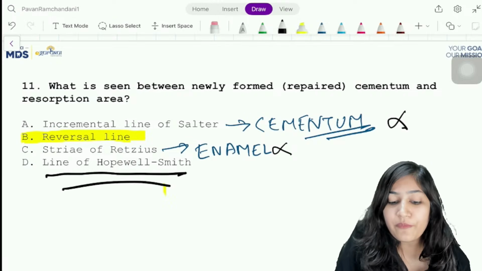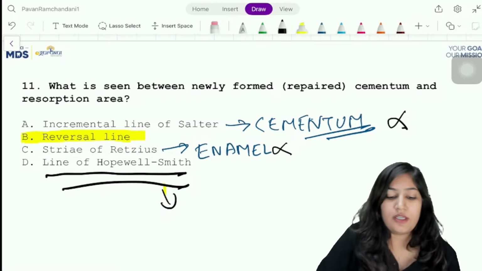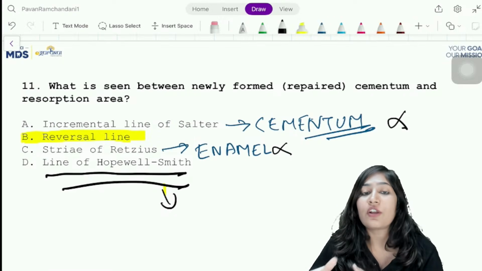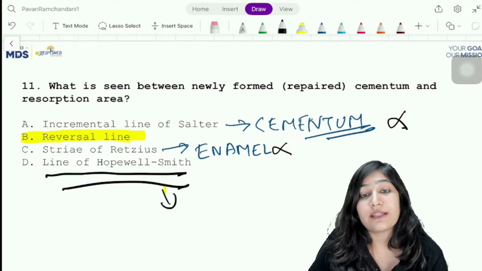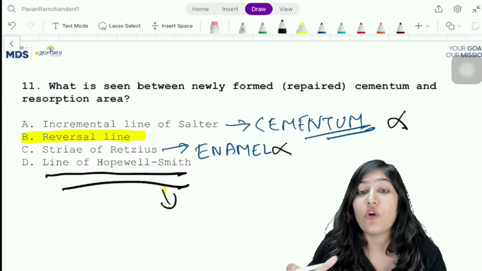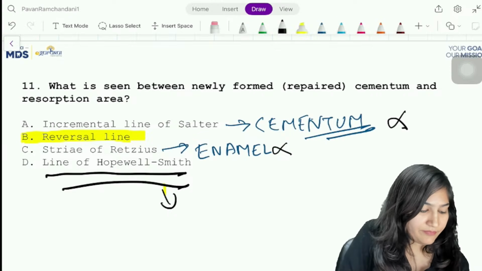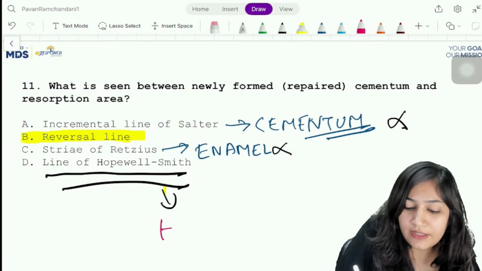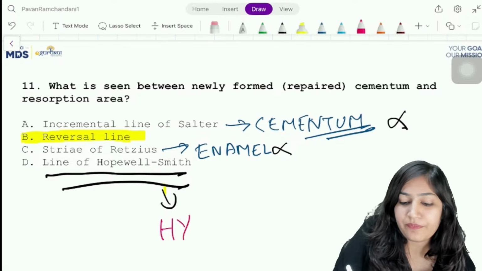Layer of Hopewell-Smith. Basically, you have the layer of Hopewell-Smith. It is another name for intermediate cementum. Intermediate cementum is also known as hyaline layer of Hopewell-Smith. Right? So hyaline layer of Hopewell-Smith is also known as intermediate cementum.